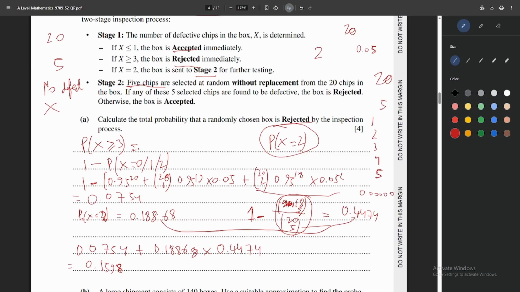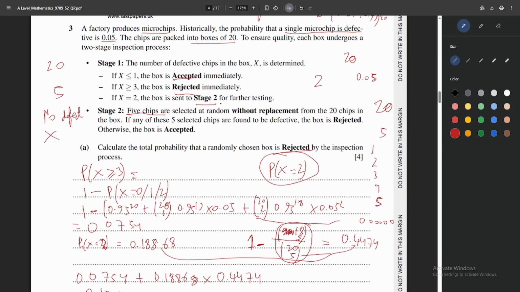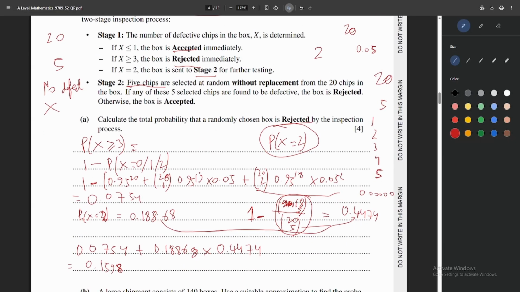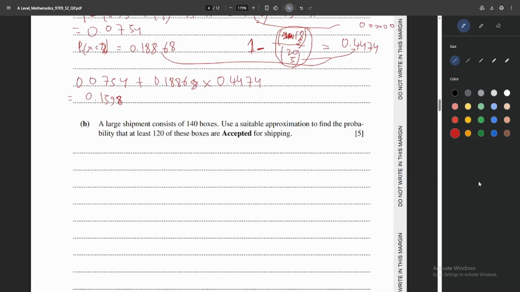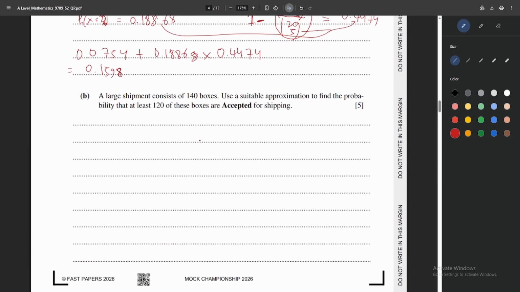This is a very difficult question. Try it out again. You will hopefully understand it as you try it out, as you solve this following the mark scheme. So in this case, we have a large shipment consisting of 140 boxes. Use a suitable approximation to find the probability that at least 120 of these boxes are accepted.